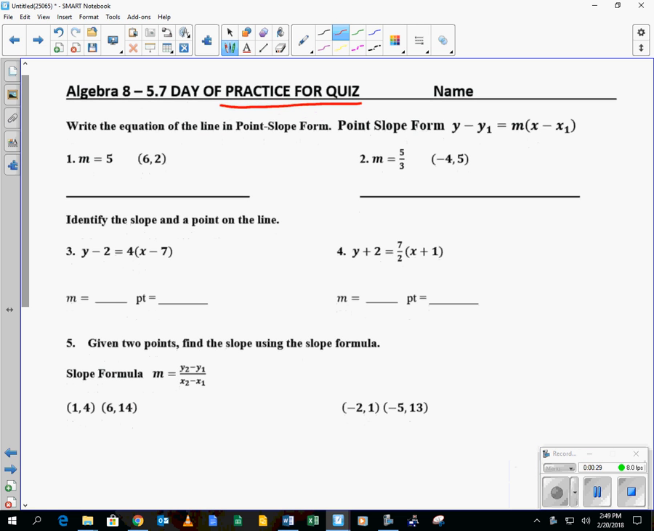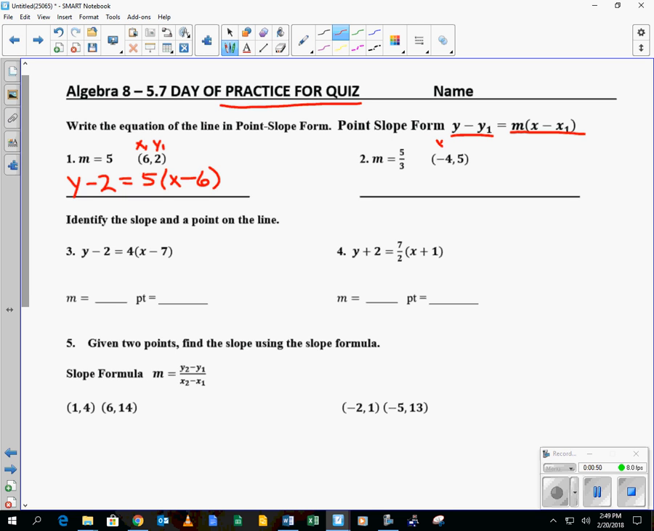We'll start here, right? The equation for the line, point-slope form: y minus y1 is equal to m times x minus x1. We know that this is x1 and this is y1. So you should have y minus 2 is equal to 5 times x minus 6. That's what we're looking for there.